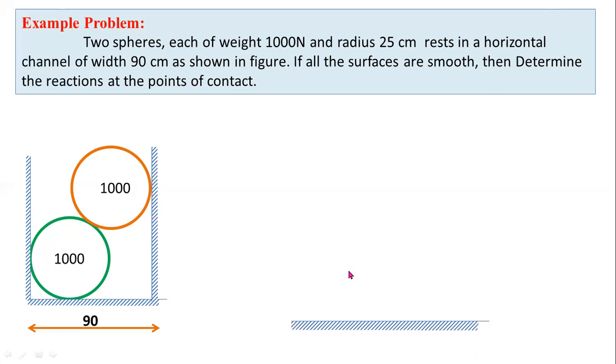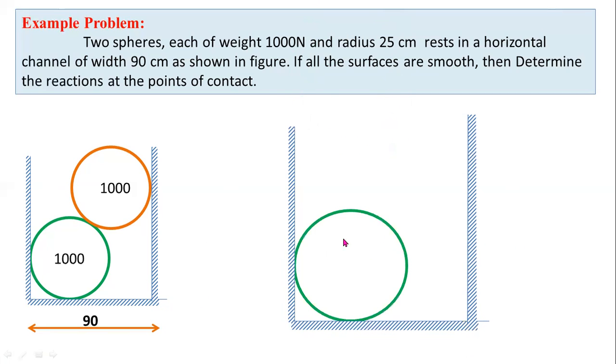So here this is the given horizontal support, this is the left side vertical wall, and this one is the right side vertical wall. These are the two given spheres. Now W1 equals 1000 newtons, W2 equals 1000 newtons. This one is the self weight W of the lower ball. Already we know that self weight always acts vertically downwards.